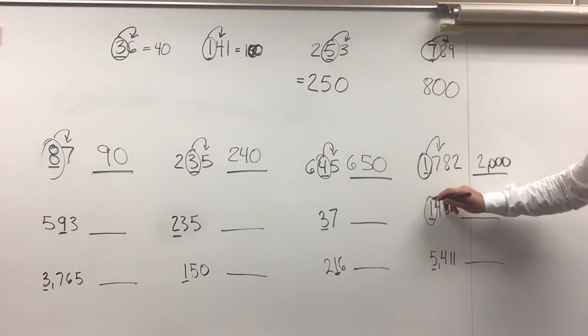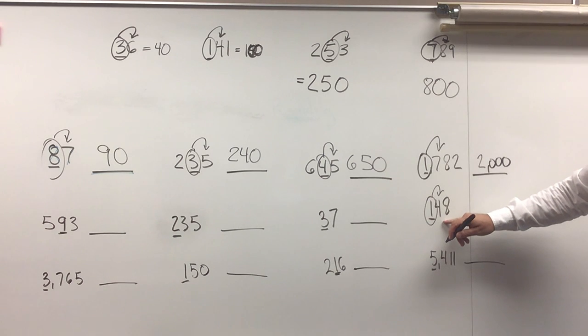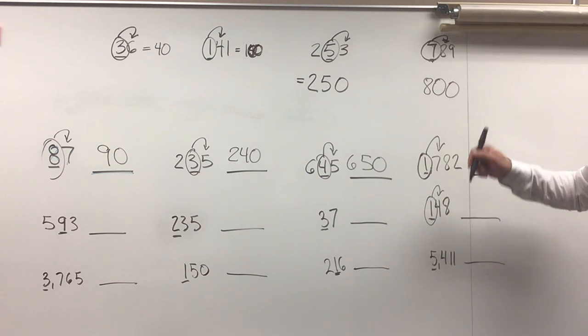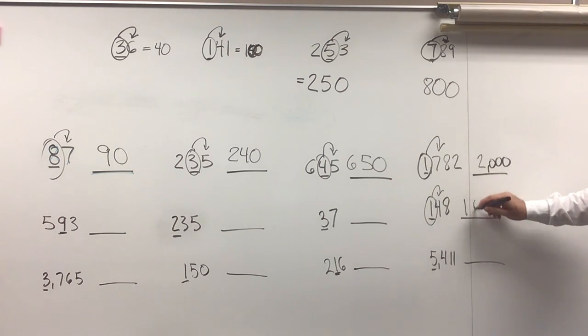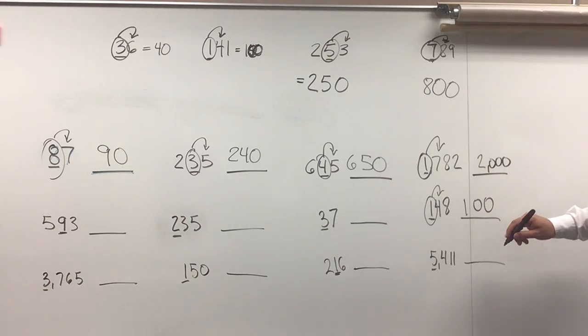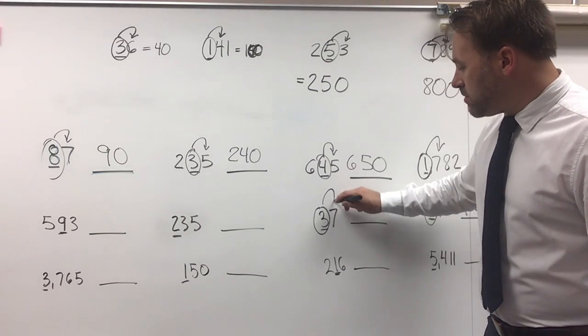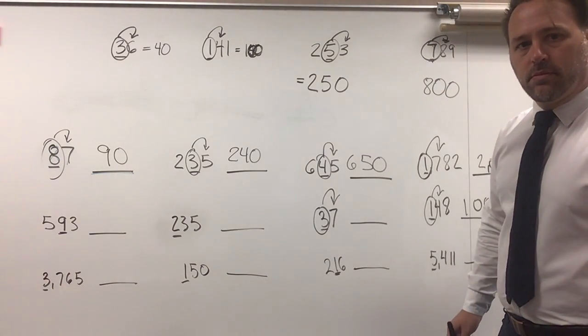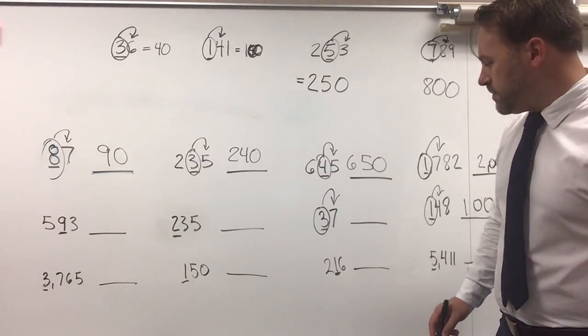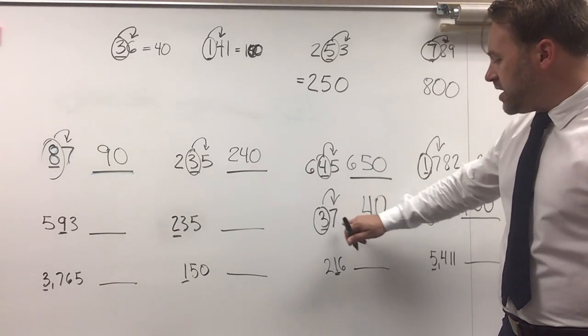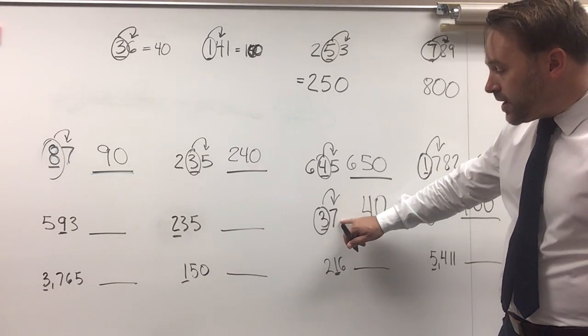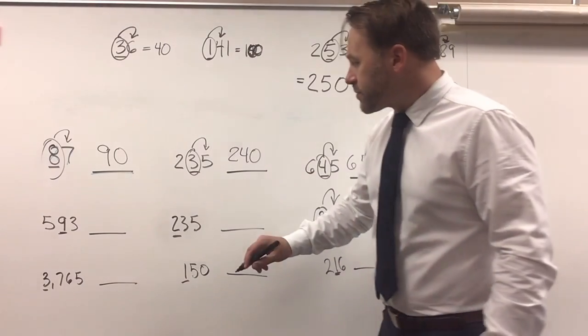148, circle the 1, look at the 4. Not quite halfway. I'm gonna have to round it down, back to 100, okay? 37. What'd you get? I got 40, because I'm more than halfway in the ones place. I'm gonna keep rounding up.